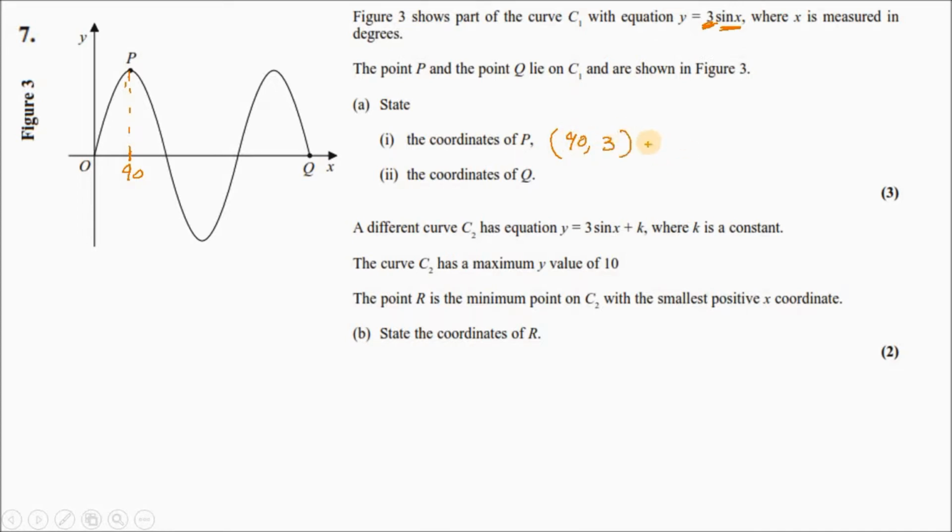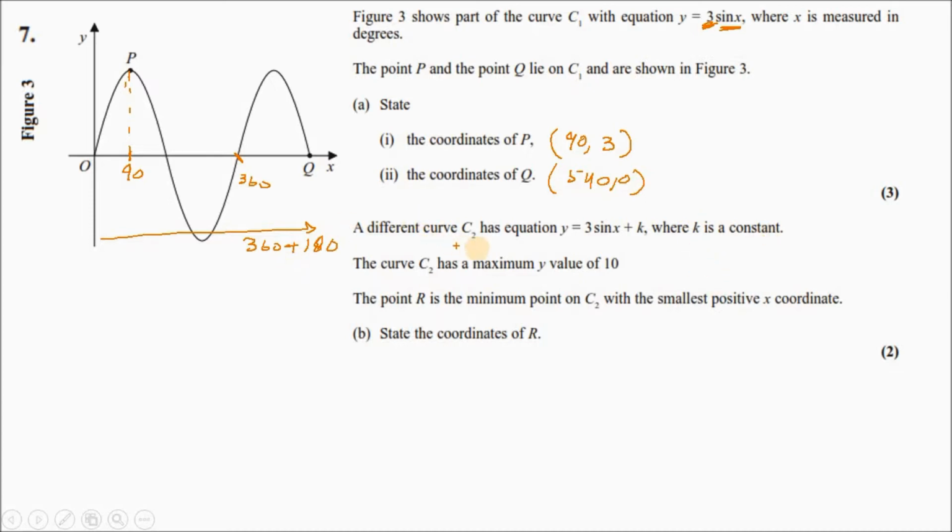And the coordinate of Q: you see that this is a complete cycle of the sine wave, which is 360 degrees, and this one is an additional half cycle, which is 180 degrees. So the total distance will be 360 plus 180, which is equal to 540, and of course there is no y value, so the coordinate will be 540 comma 0. These are the coordinates of P and Q.